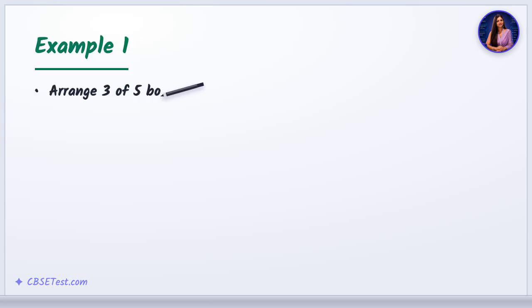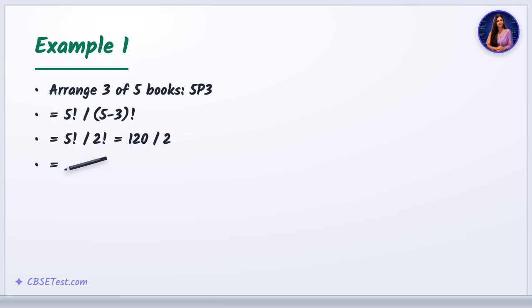To arrange 3 books out of 5, order matters, so we use 5P3. That's 5 factorial over 2 factorial, which is 120 over 2, 60 ways.